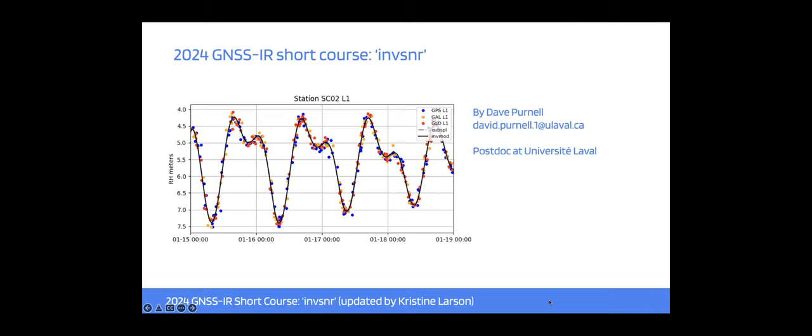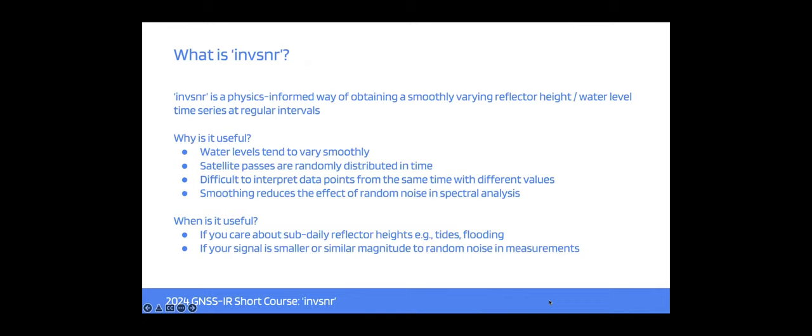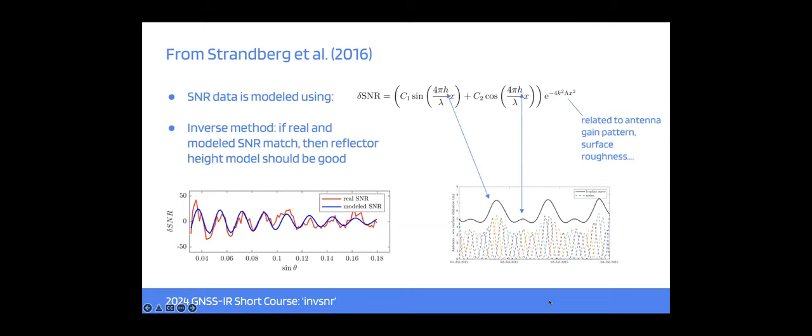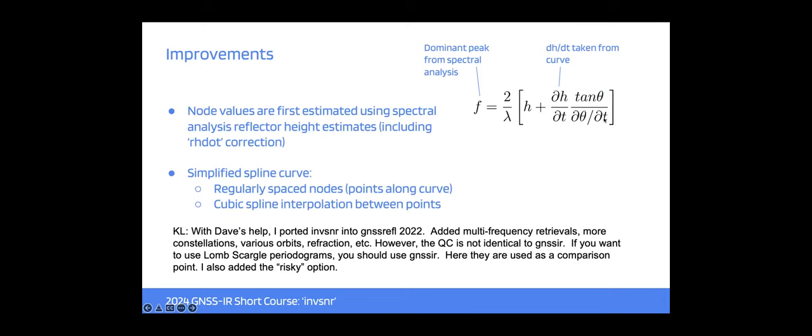It has some limitations. The nice feature is you do get out a sea level record that's evenly sampled, and it uses the strength of the data. If you have simultaneous measurements of sea level, you get one sea level for that time period, whereas in Lomb-Scargle periodograms, you get multiple. So I'm going to skip through some of this, but point you to these two papers that this work is built on. Basically it is estimating water levels directly from the SNR data rather than using these periodograms. These are the same equations that Simon already showed.